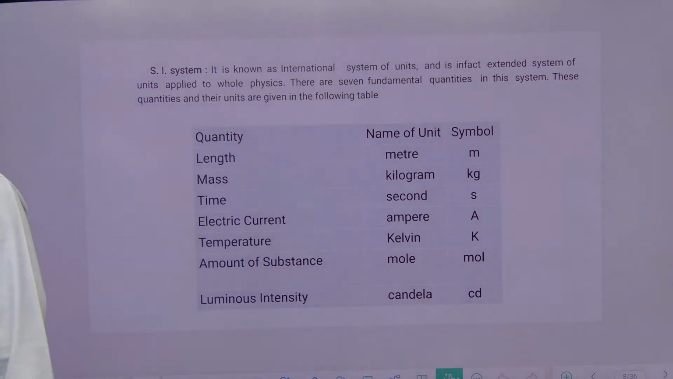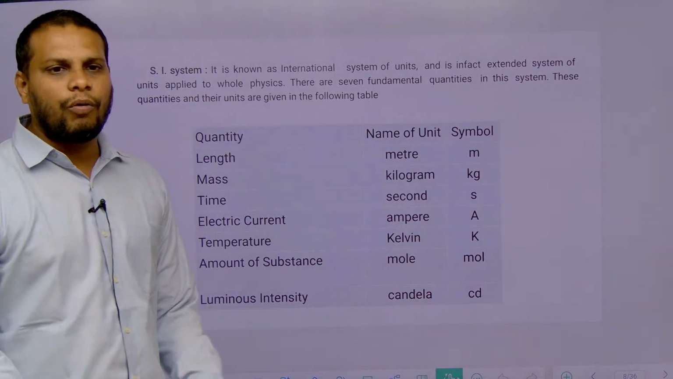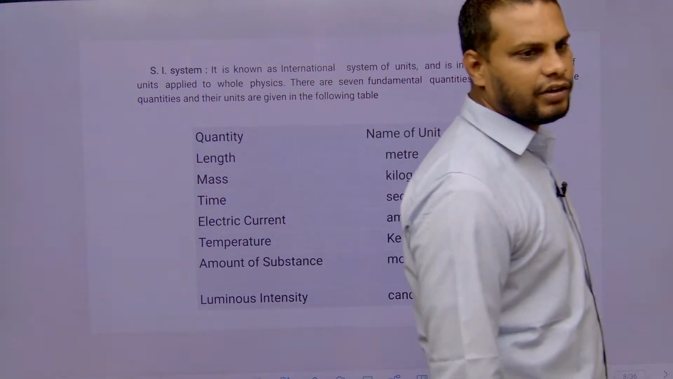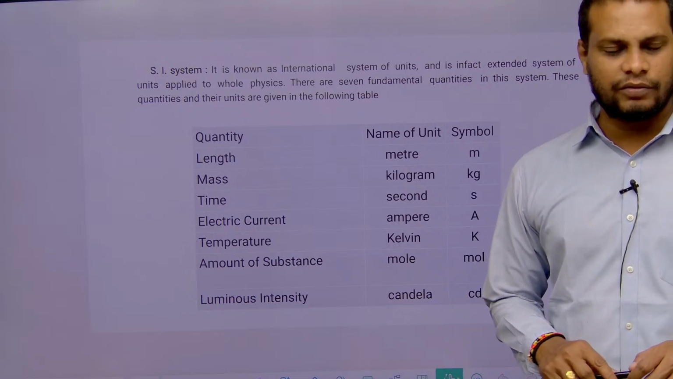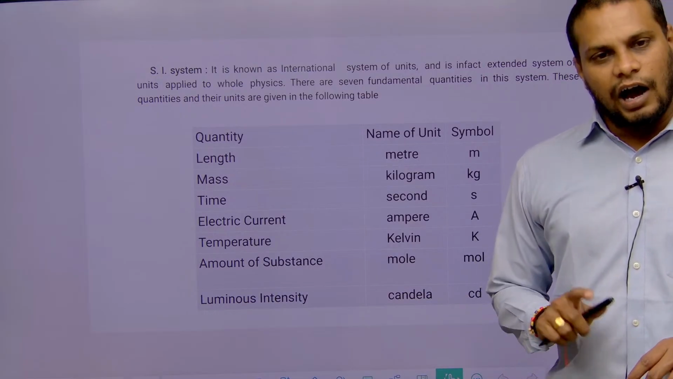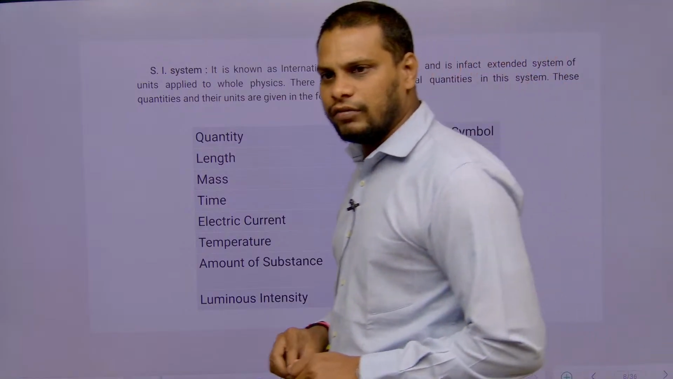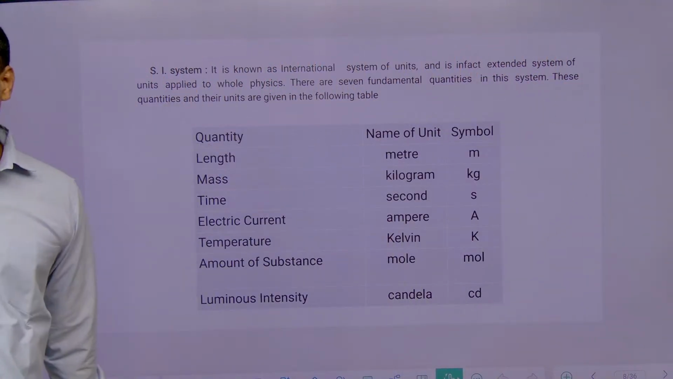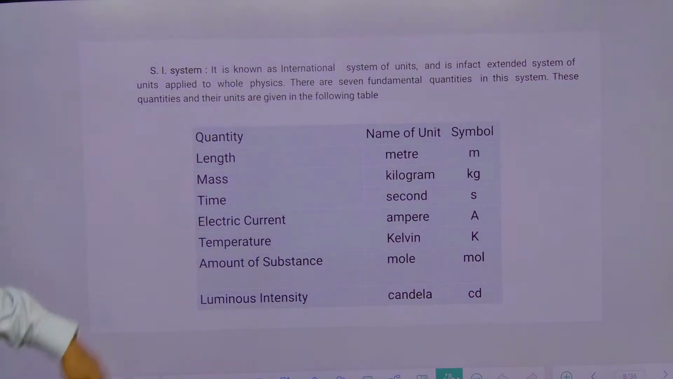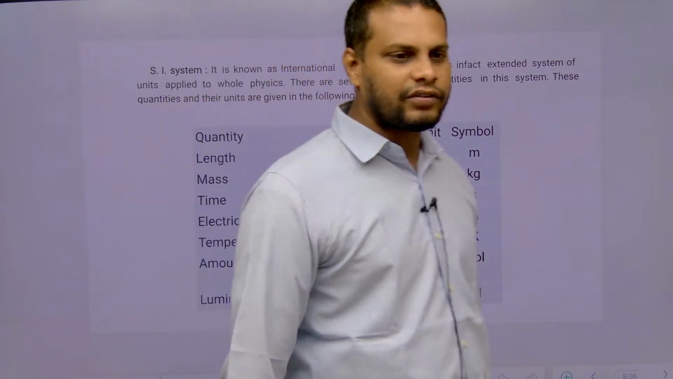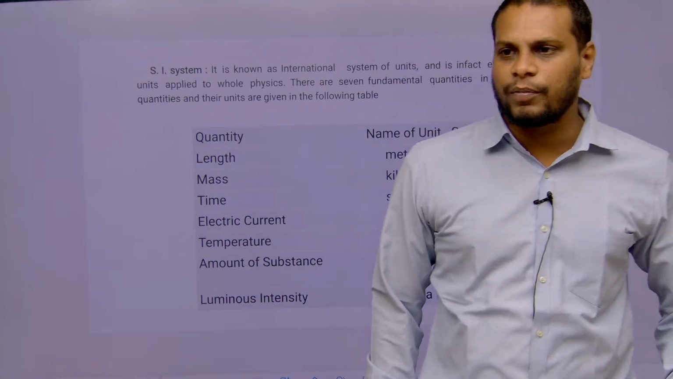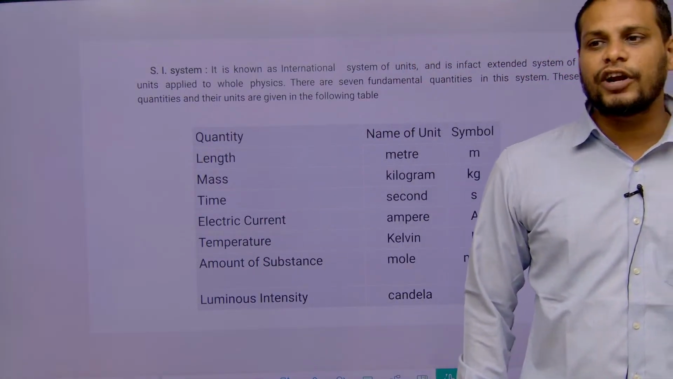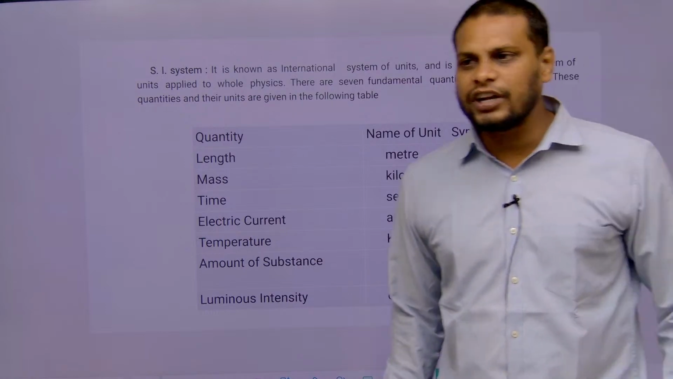Some people are using MKS, some people are using the FPS system of unit. To avoid this confusion, in 1976 in Paris, an international standard weights and measurements conference happened. After that conference, everyone in the world accepted one standard international system of units, called the SI system of units. Are you clear? Until 1976, no one was using a proper system of units. Different people were using different notations. Clear?